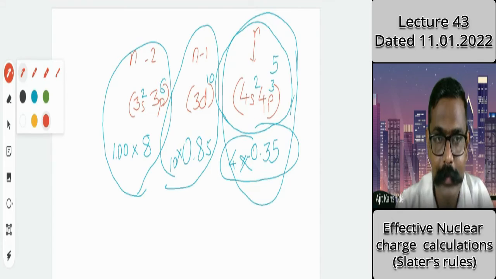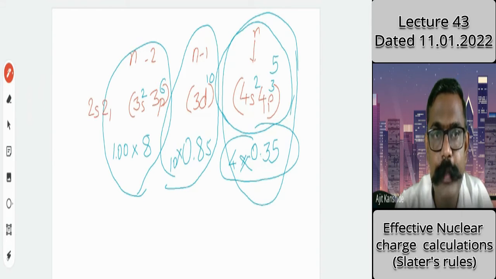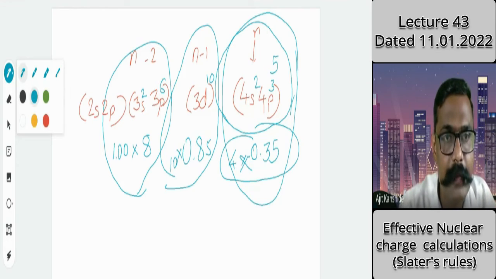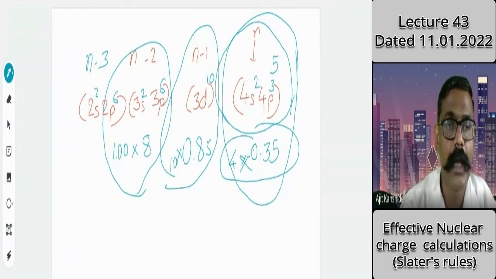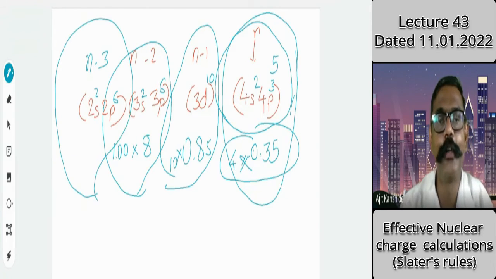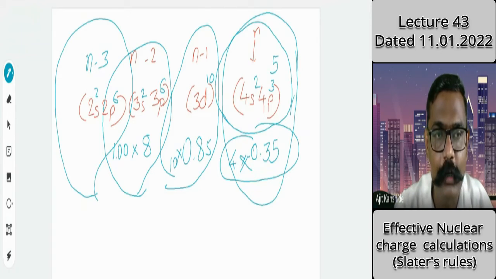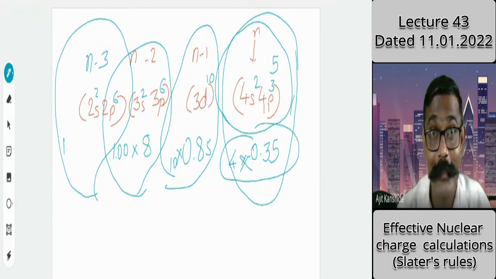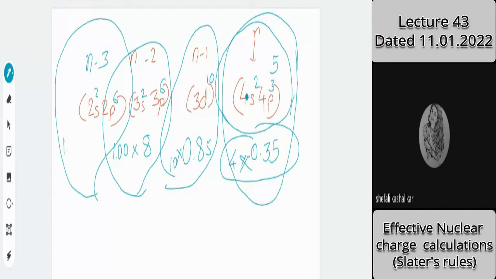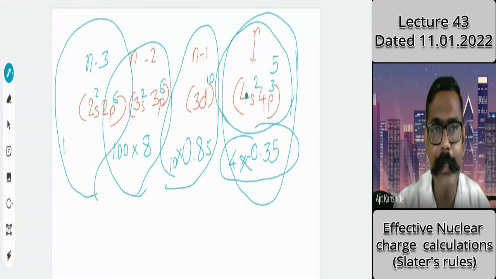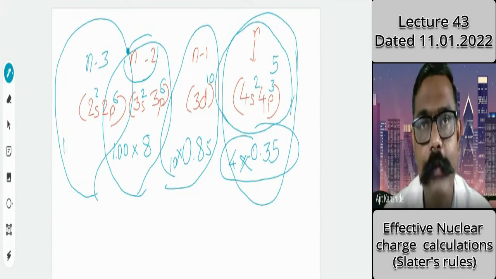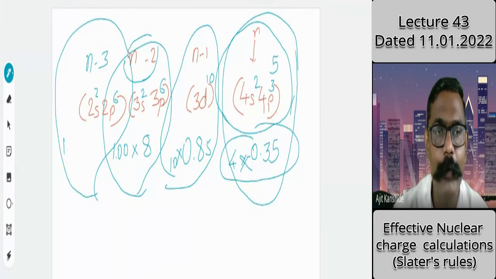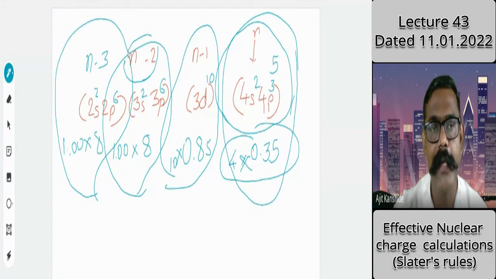Let me continue further. Suppose I consider the 2s and 2p group. In that, 2s has 2 electrons and 2p has 6 electrons. It is our n minus 3 group. For that n minus 3 group, what will be the contribution of each electron? Here is the problem. It is 1.00 only. Don't think that only for one level it is 1.00. That level plus lower than that, whichever electrons are there, every electron will contribute 1.00. So 1.00 into 8 electrons.